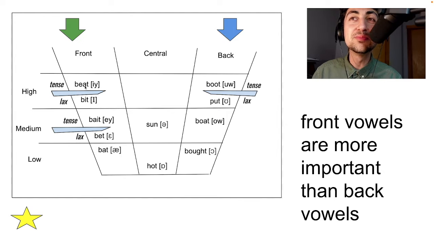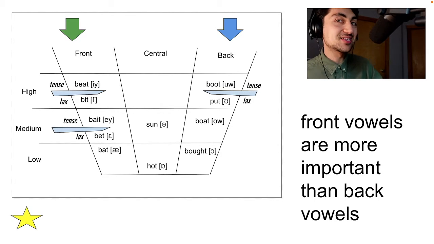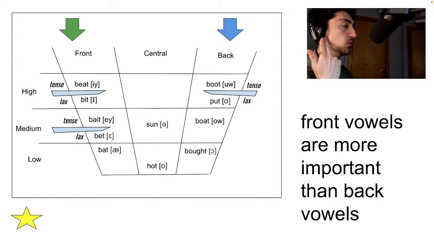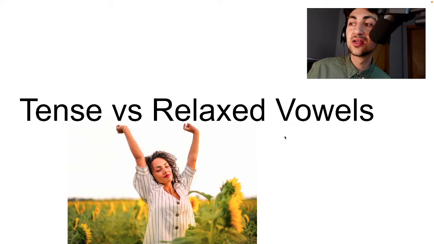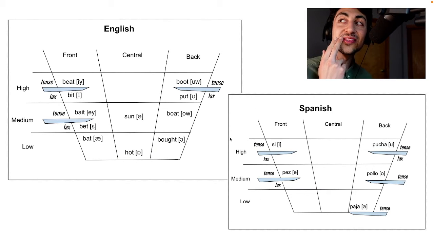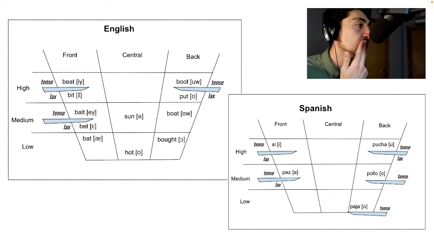So think about it. Beat versus boot. Beat, boot. If I move my lips, if I turn my head like this, beat, boot. Beat, boot. This is a back vowel. Ooh. We can compare that to the Spanish, but we'll do that right now. We talked about this, right? Tense and relaxed. We'll talk about this again, though. Okay. Let's look at the si, ooh, si, pucha, si, pucha.